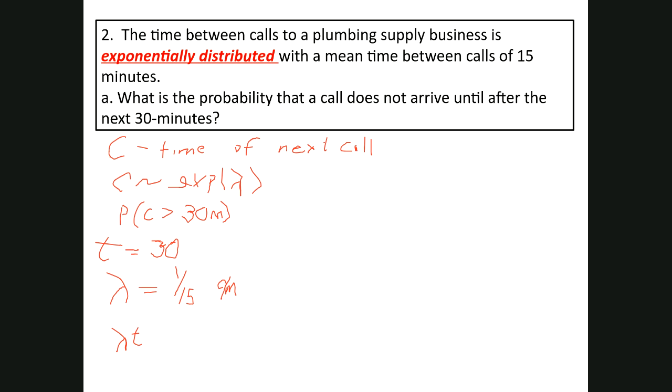And lambda t is now 30 times 1/15, which is 30 over 15. And we're probably already there. Lambda times t is 2.